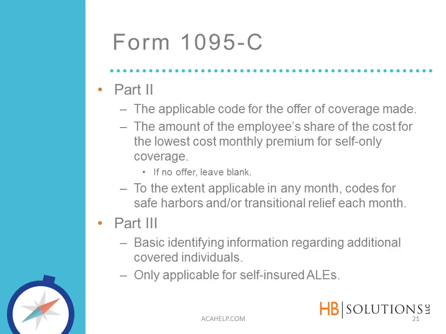And finally, line 16. Now this must only be completed if one of the safe harbor codes from the instructions is applicable in any month. And as is the case with line 14, the instructions provide us with 9 distinct codes to be used in this line. And Part 3 must only be completed by self-insured large employers. And this calls for identifying information regarding any other covered individuals. So here you'll provide the name, social security number, or date of birth of covered dependents, and it also requires an indication of which months the individuals received coverage.